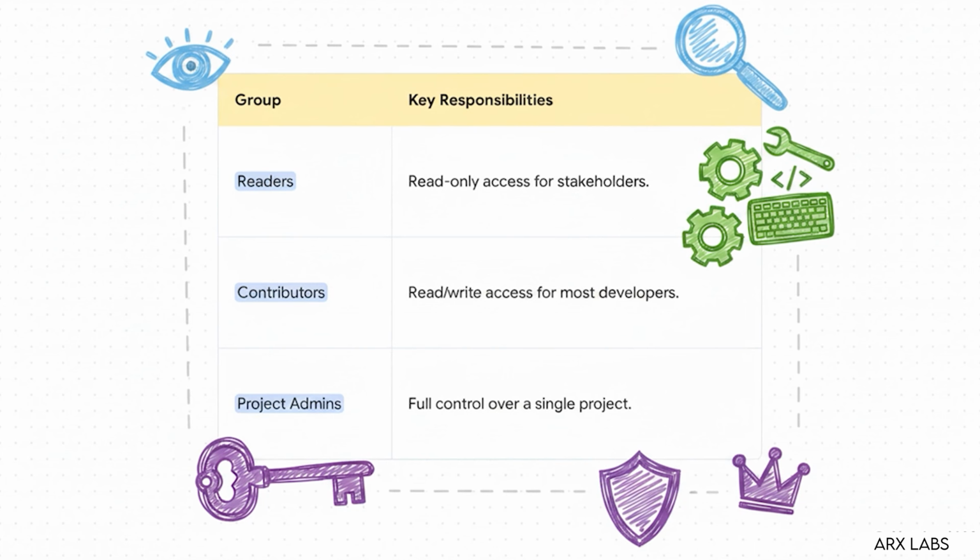You've got readers, which is exactly what it sounds like. They can look but not touch. Perfect for stakeholders or managers who just need visibility. Then you have contributors. This is your bread and butter group for developers. They get the read and write access they need to actually build stuff. And finally, project administrators. These are the folks who can tweak the settings for that one project.